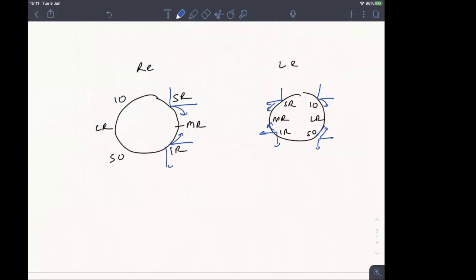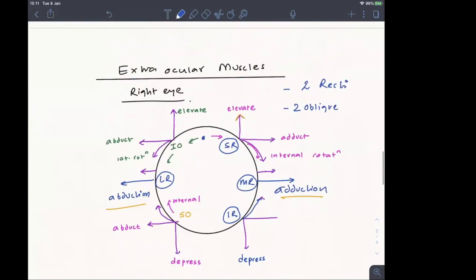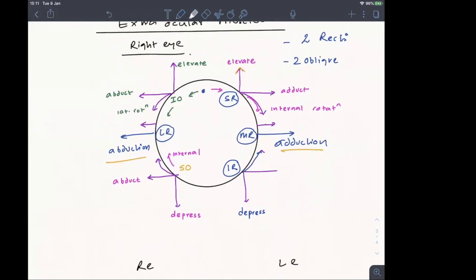Now, for the first lecture, actually, this is quite sufficient because this is also a lot to take in. But I'll just put in one more line that every muscle, while it may have 3 actions, out of those 3, it has one primary action. Okay. So in the case of medial rectus, there is only one action. So that is adduction. Similarly, for lateral rectus, there is only one action, that is abduction. So this much is simple.